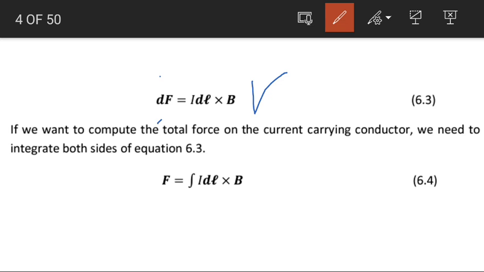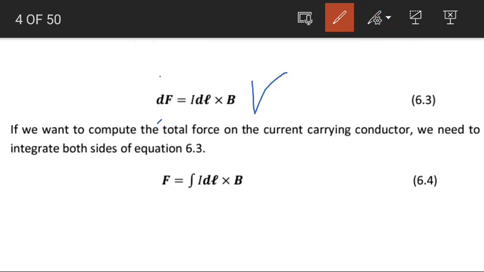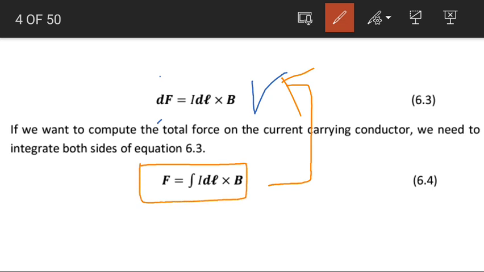So this is the differential force which is experienced by the small portion of the current carrying conductor. And if we want to calculate the total force which is experienced by this current carrying conductor in the given magnetic field, we need to integrate equation number 6.3. So the integration of equation number 6.3 results in equation number 6.4, and we can calculate the total force with the help of equation number 6.4 as well. So the total force will be equal to the integration of IDL cross B.